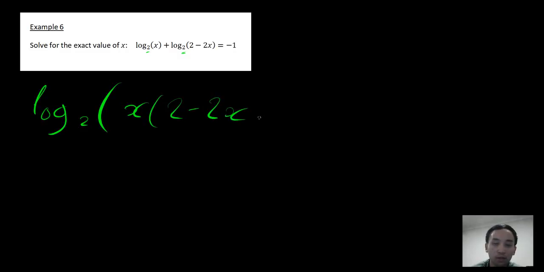So here we have another logarithmic equation and we want to solve for the unknown x. Now, the bases are the same, so let us proceed with grouping what's inside together. If we're adding, that means we're going to multiply what's inside. So we're going to get x in the first bracket multiplied by what's in the second bracket, which is 2 minus 2x. In our log bracket, this is equal to -1.